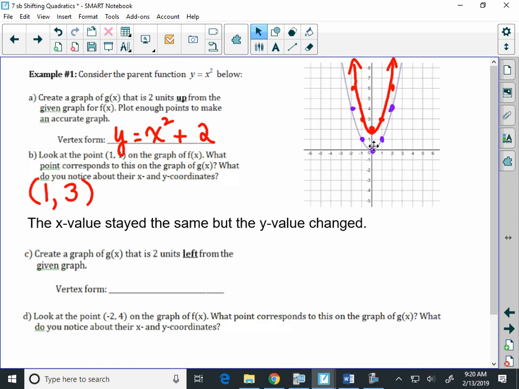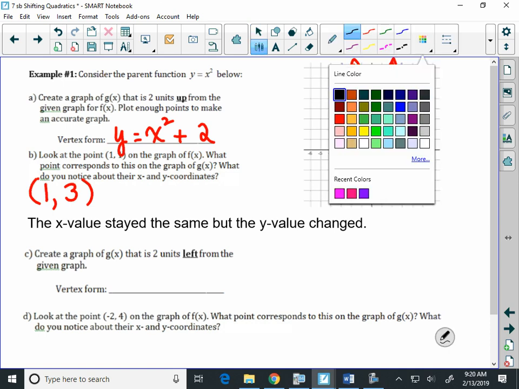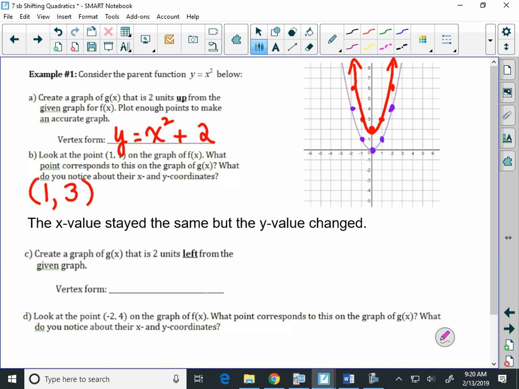So now, if we look at part C here, it says create a graph g of x that's 2 units left from the given graph. Not the red graph, the original graph that we're given. So you may want to switch colors here. And let's move our graph 2 spaces to the left. So (0, 0) is going to move here. And (1, 1) is going to move here. And (2, 4) is going to move here.